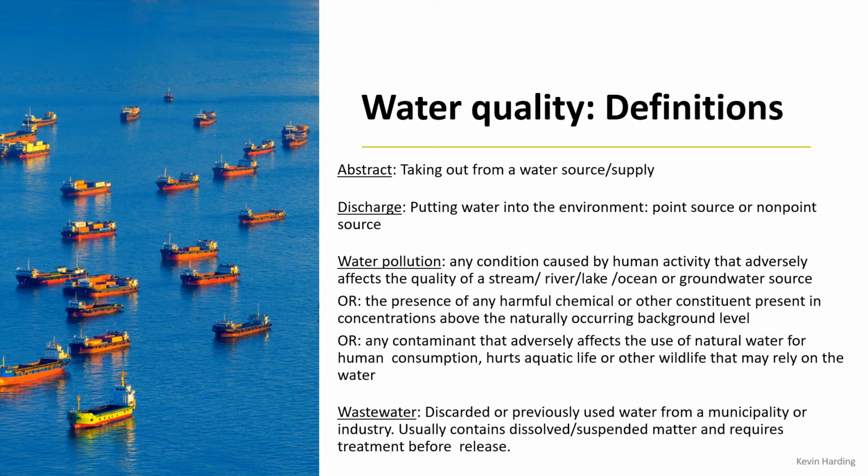Before I carry on, just some definitions that we need to look at on some of the water quality definitions. The first one is abstract, which simply means take out. Discharge is putting back in to the environment. Water pollution, I think we should all know, it's when the water has some pollutant in it, so there's a presence of a harmful chemical or any contaminant. And wastewater is discarded or previously used water from a municipality or other industry. So sometimes that is divided into municipal wastewater or industrial wastewater.